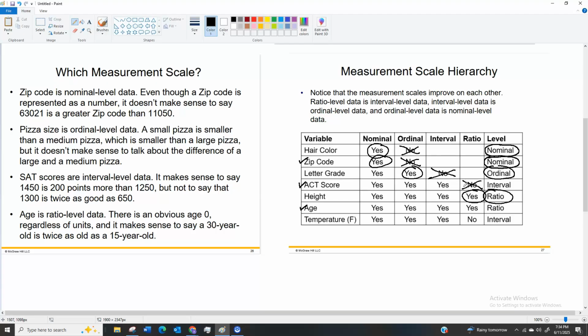Here the ACT did not reach the ratio level, so the highest it reaches is interval. Age we already talked about, and then temperature, we talked about it in length. So we talked about why it does not reach the ratio level, so temperature is only to the interval level.